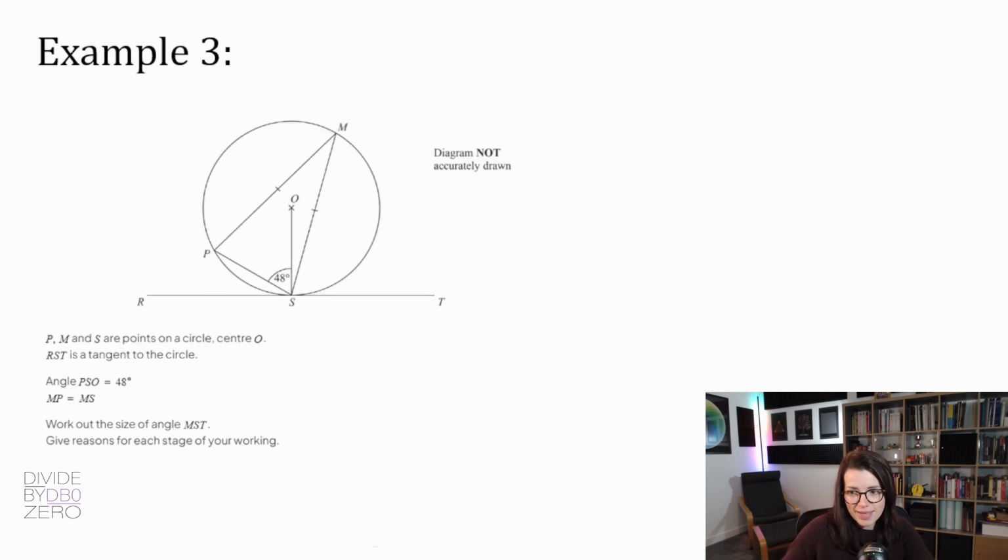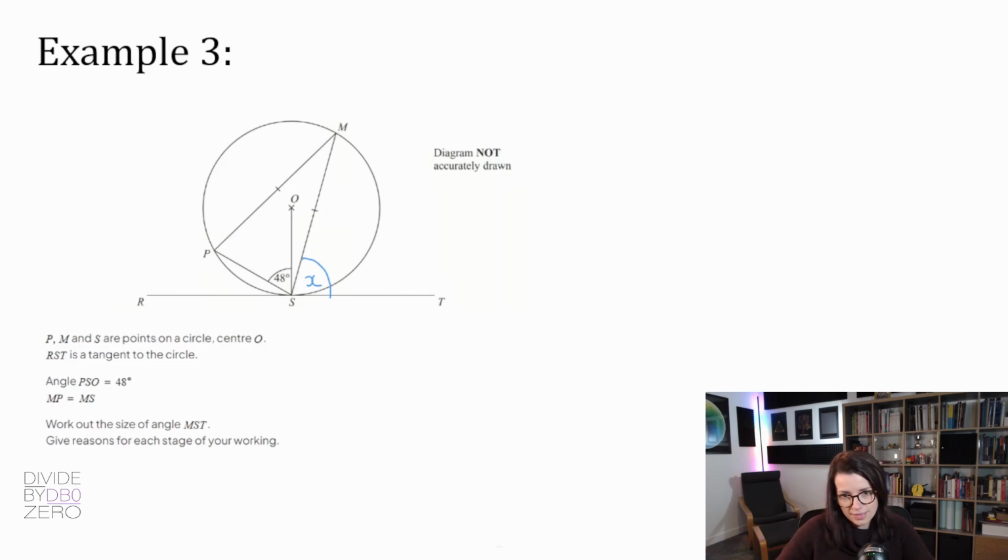Example 3, P, M, and S are points on a circle centre O again. RST is a tangent, PSO is 48, and MP is equal to MS. We want to work out the size of angle MST. I would label that angle MST, that's going to be X. That's what we're looking for. And again, we've got to give reasons for each stage of our working.